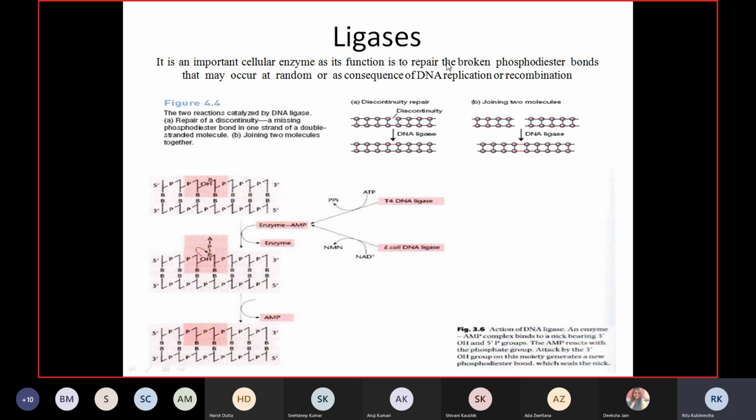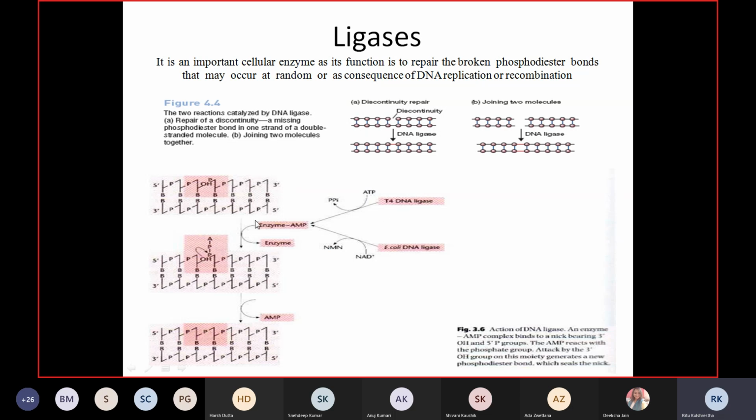The origin of these ligases is from T4 bacteriophage, or from E. coli. The two ligases which are in the market are E. coli DNA ligase and T4 DNA ligase. In the majority of the labs, you will only find T4 DNA ligase. Why you only find T4 DNA ligase, I'll just come to that. What ligases do is repair the broken phosphodiester bond, that is, they make a fresh phosphodiester bond between two nucleotides.